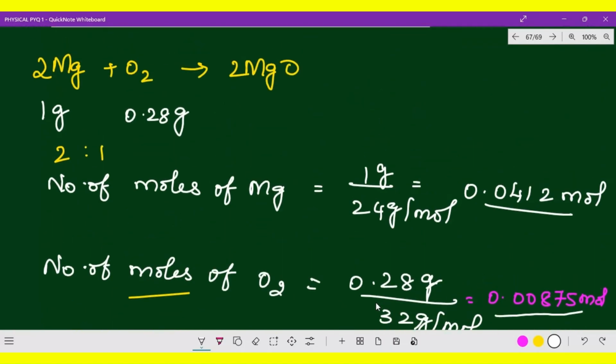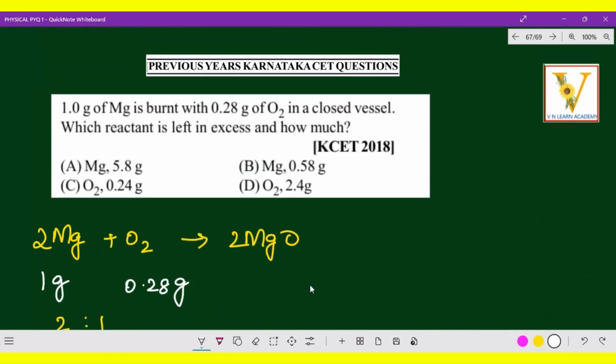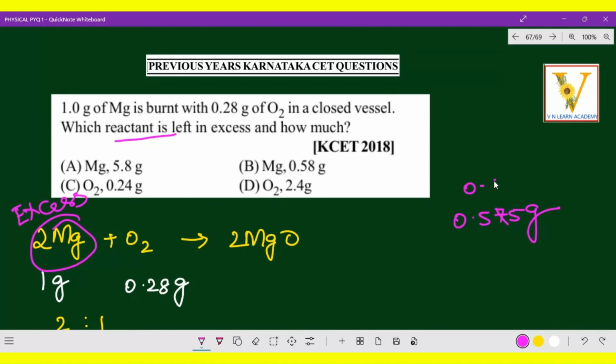Now what is the question? They are asking which reactant is in excess and how much. The excess reactant is magnesium, and it is 0.575 gram excess. Among options A, B, C, D, option B shows 0.58. Since the digit is 5 and above, it is rounded up, so 0.58. Option B is the correct option.